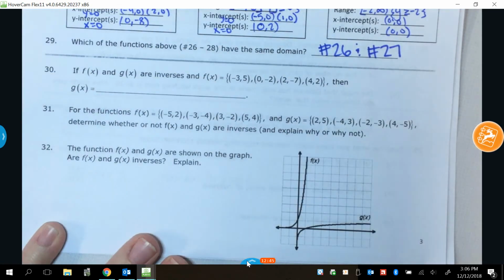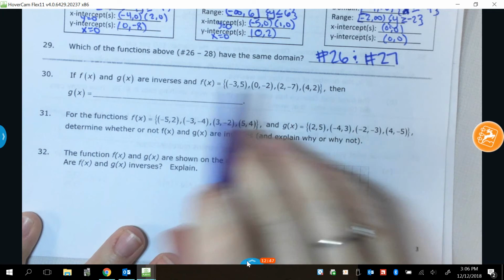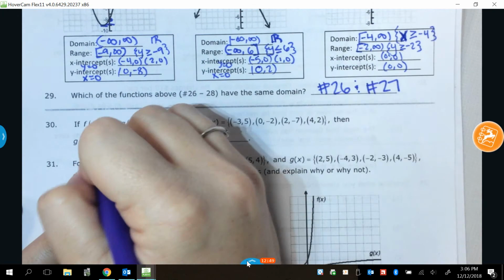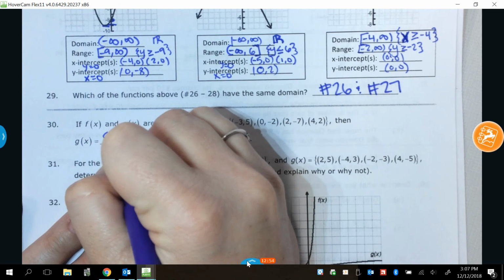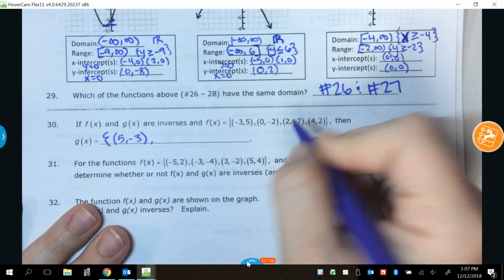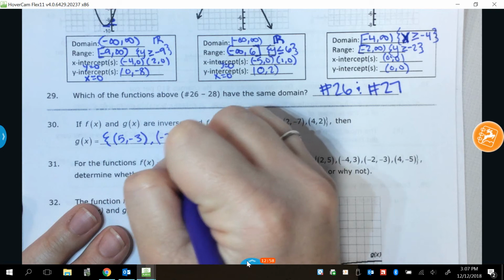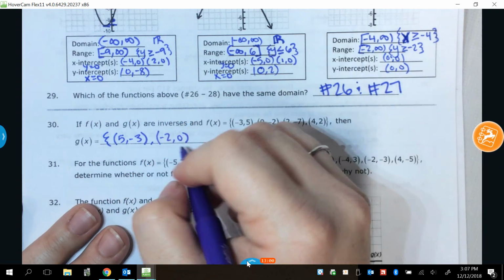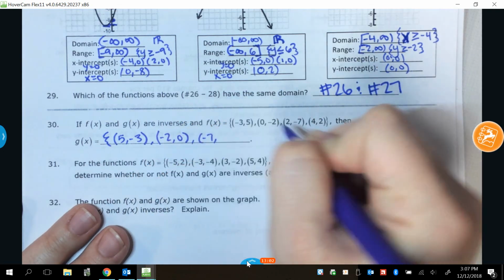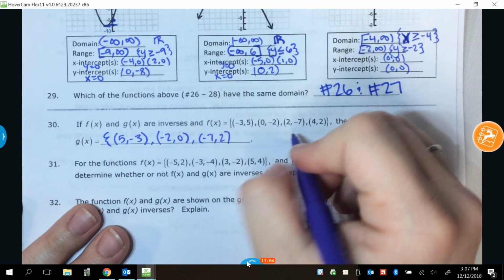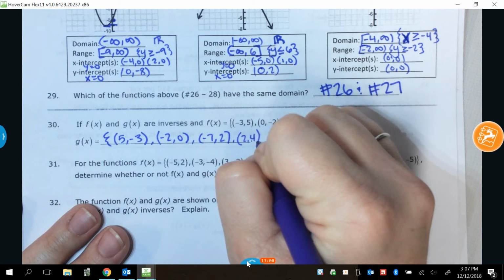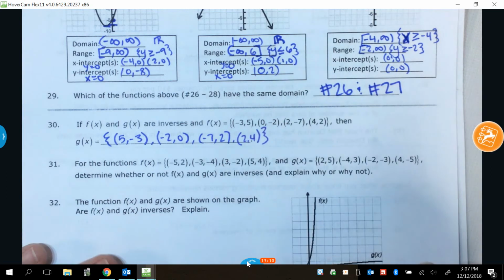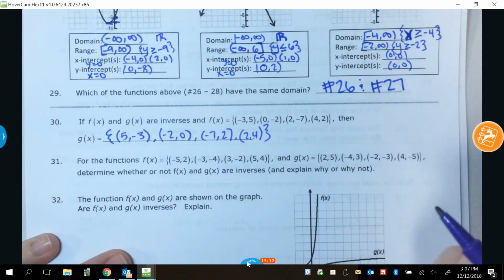Okay, if f of x and g of x are inverses, and this is f of x, then what's g of x? So let's flip them. So the first point would be (5, -3). Then it would be (-2, 0). (-7, 2). And the last one would be (2, 4). So we just flipped all the x and y's. The negatives and positives stayed the same.